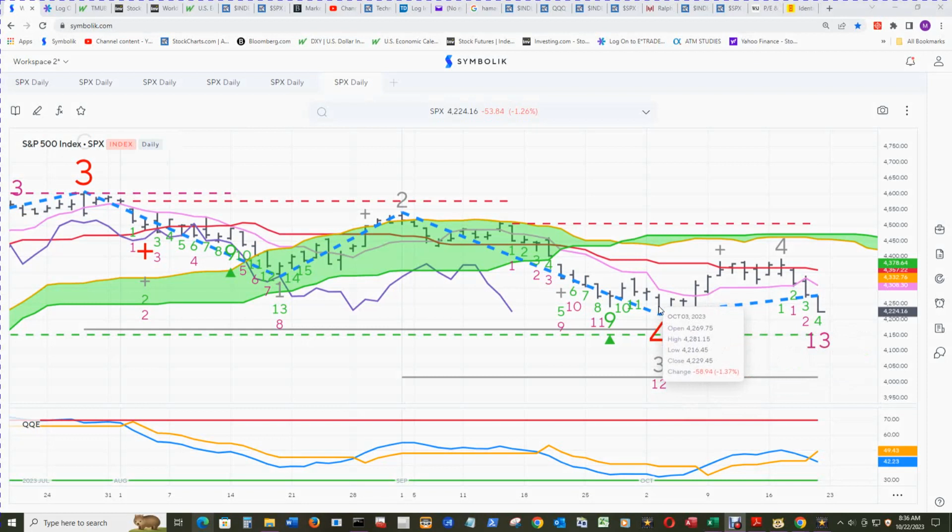A low of 4216.45 where it printed, and a low Friday of 4223.03, so just a few points away from shifting on Friday. So it could shift over and have the swing point here.